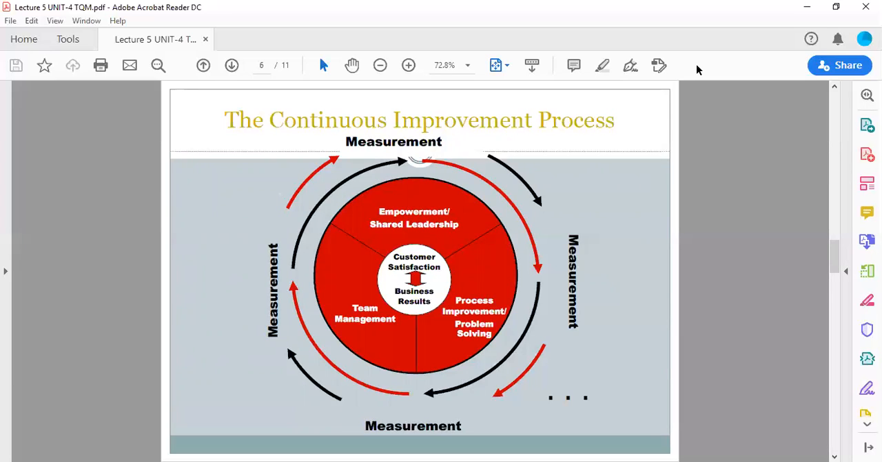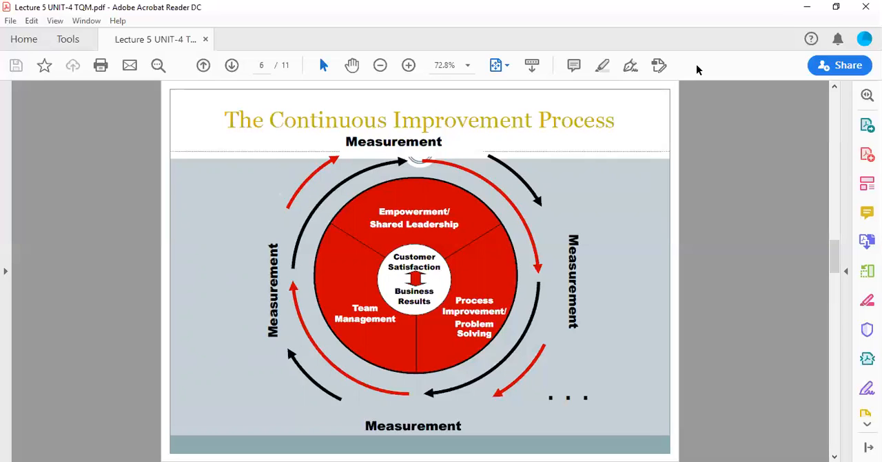Okay, next is the process improvement. Process improvement means we have to go for problem solving. For problem solving, we have to build some belief in our employees, so that they will be able to solve complex problems also. Okay, next is team management. Team management is a very important factor in which we combine a team in order to carry out a task in a very professional manner.